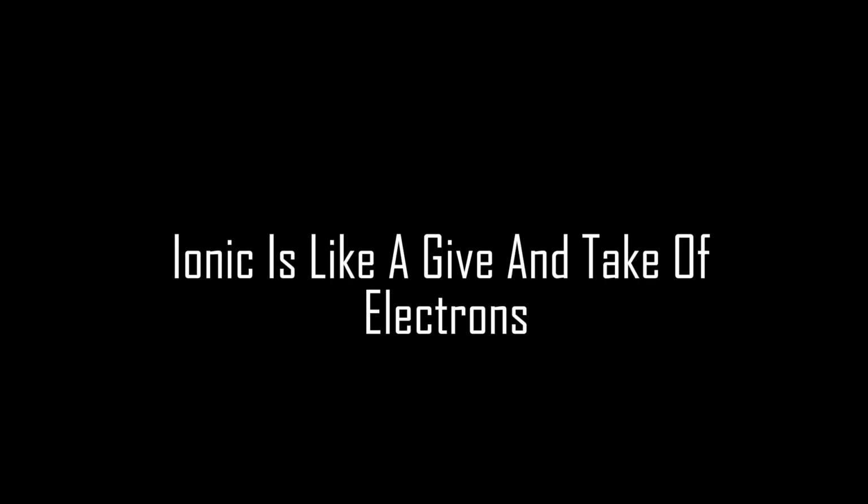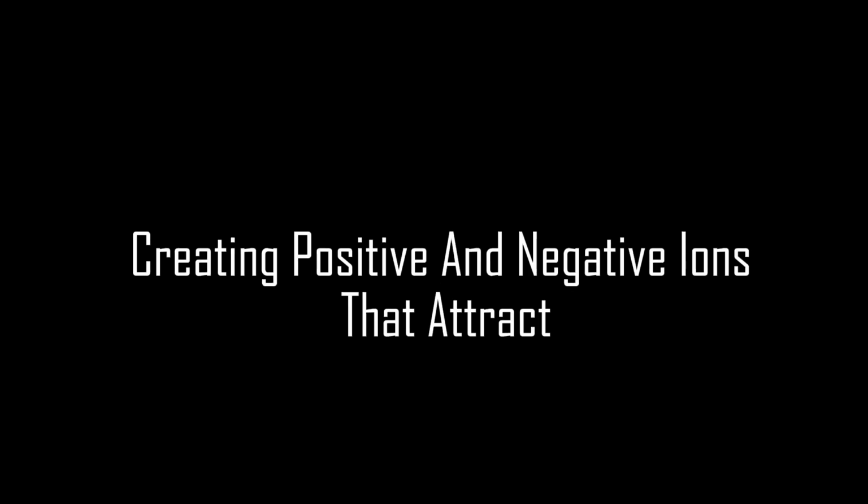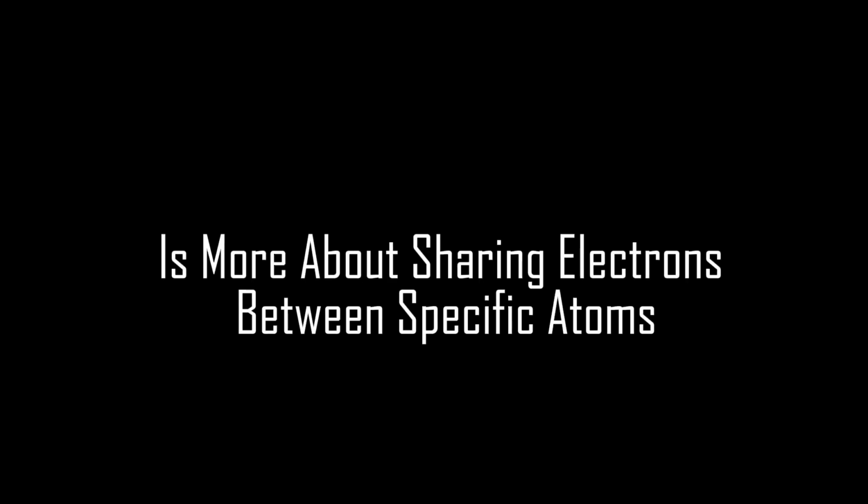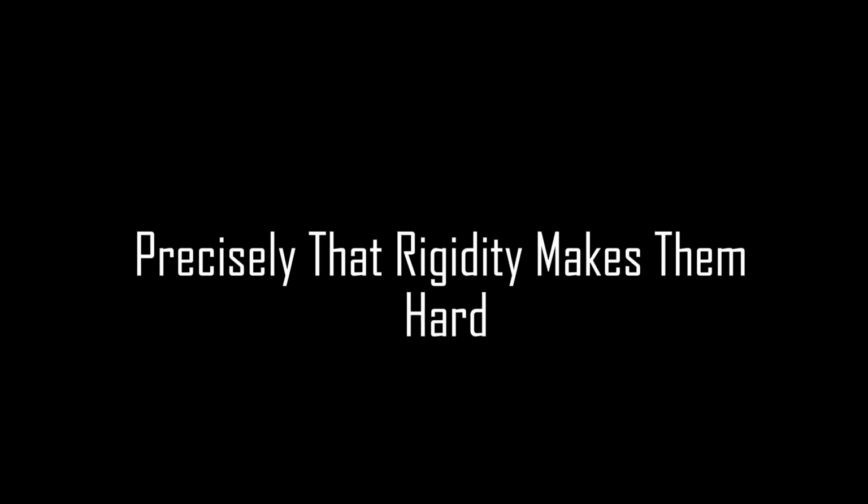Ionic and covalent, remind me quickly. Ionic is like a give and take of electrons, creating positive and negative ions that attract strongly. Covalent is more about sharing electrons between specific atoms. Okay. And these bonds are usually very strong and directional. They lock the atoms rigidly in place. Which explains the hardness and high melting points. Precisely. That rigidity makes them hard. Compare that to the looser electron sea in metals. It's a very different setup.